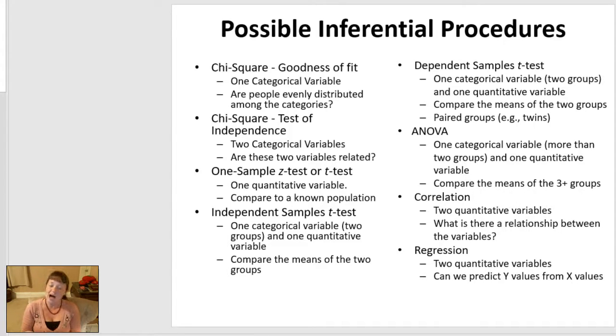So for example, a chi-square goodness of fit test is the kind of test you can do if you have one categorical variable and you're asking if there's the same number of people in each category. Like for example, I want to know if there's an equal number of people who like Pepsi, Coke, and Dr. Pepper. In reality, I'm actually looking to see if there's unequal numbers of people. Is there a preference among the categories, right? One categorical variable. Are the people evenly distributed among the categories or aren't they?